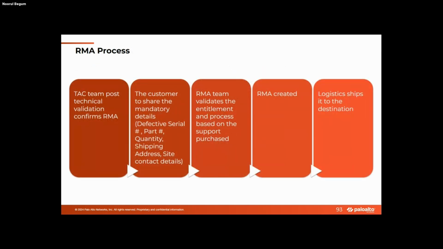Okay, next I'll move on. This is our RMA process. The whole process starts with the customer or partners creating a case with us. Then the tech team will validate. Once they validate and confirm that an RMA is required, the customer needs to share the mandatory details, which I will go through in detail in the next few slides. The mandatory details, such as the defective serial number, part number, quantity, shipping address, and site contact details, are required in order for us to proceed with the RMA.